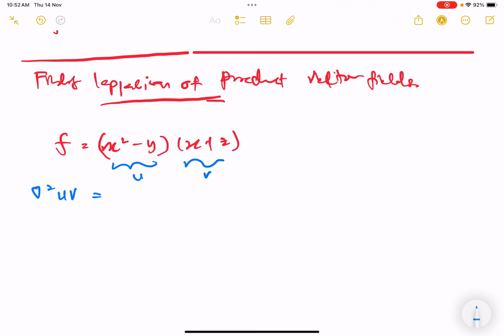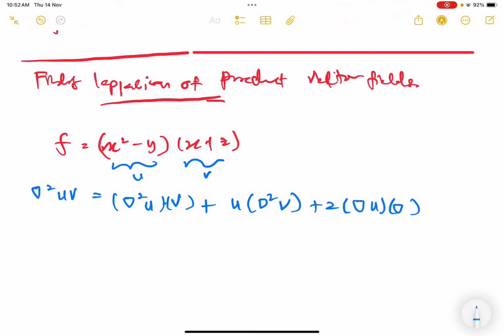is the expansion of the first, Laplacian of u multiplied with v, plus u Laplacian of v, and then plus 2 times divergence u divergence v. Okay, so what will be your u? x squared minus y, right? And v is x plus z. So what will be your Laplacian of u?